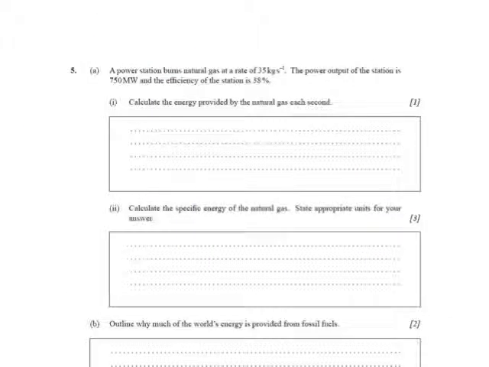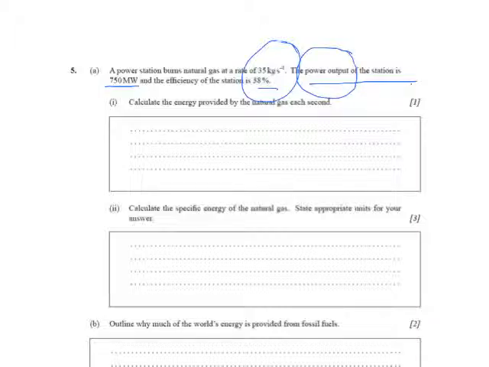An energy question here, and this is actually a really simple question, unsurprisingly. A power station burns natural gas at a rate of 35 kilograms per second. The power output of the station is 750 megawatts and the efficiency is 38%. Calculate the energy provided by the natural gas each second. So we have power output, we have the efficiency, and now we just need to find the energy each second, which is actually the power coming in. So this is a really simple efficiency question.